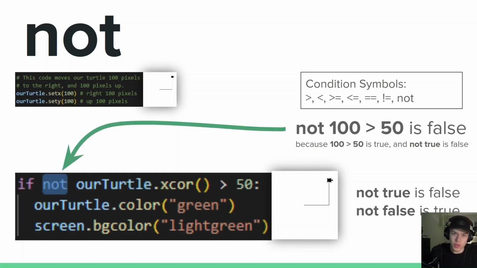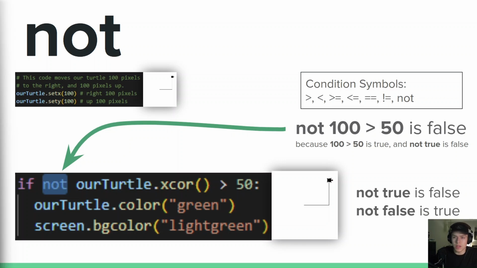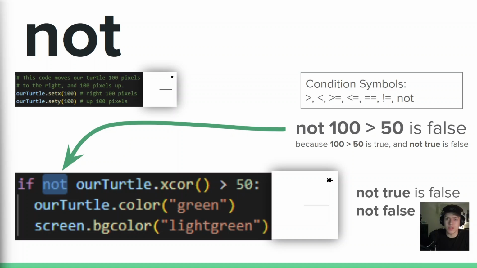You can include the word not before a condition to make it have the opposite value. Thus, not true is false, and not false is true.